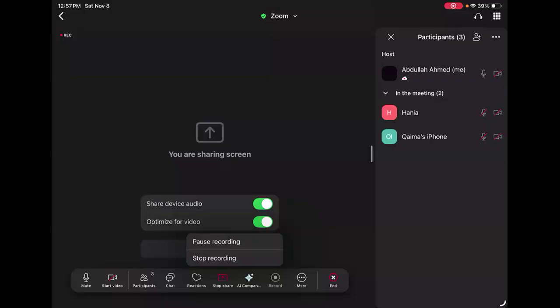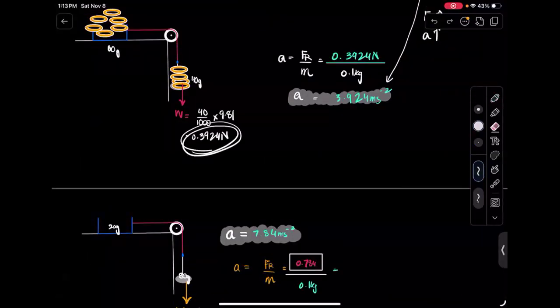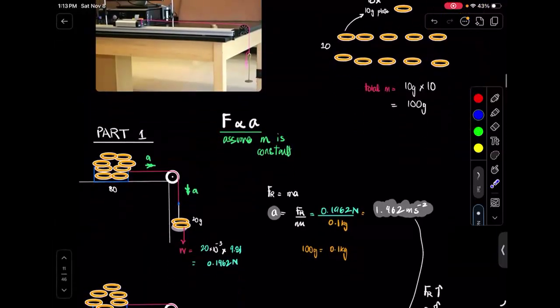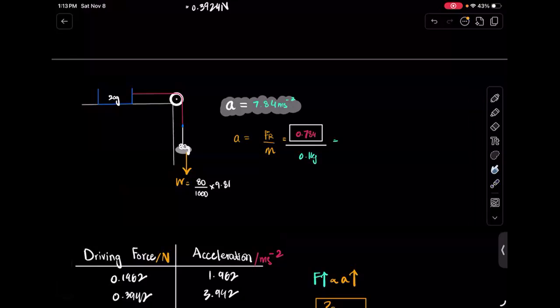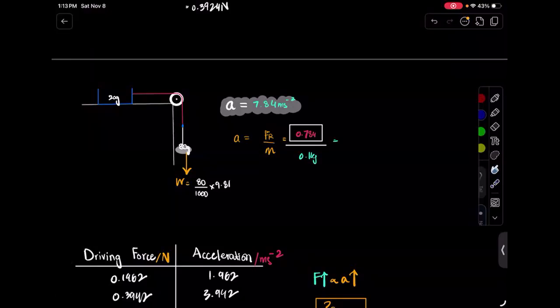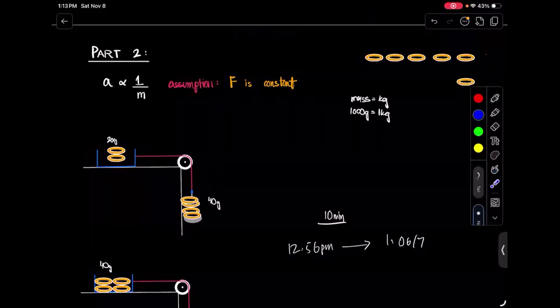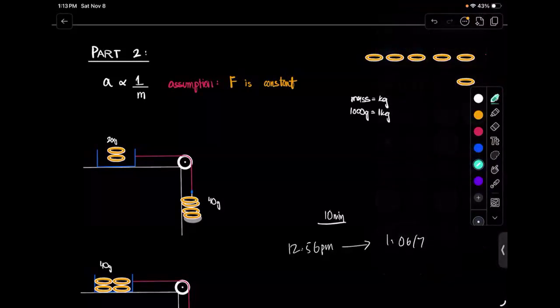Okay. Let's resume back to what we were doing. So we first proved the original part of Newton's second law, right? F equals ma. We proved that when you increase the force, the acceleration increases. Now, the second part of the law. We're going to prove that when mass increases, acceleration falls. But you have to keep force the same.